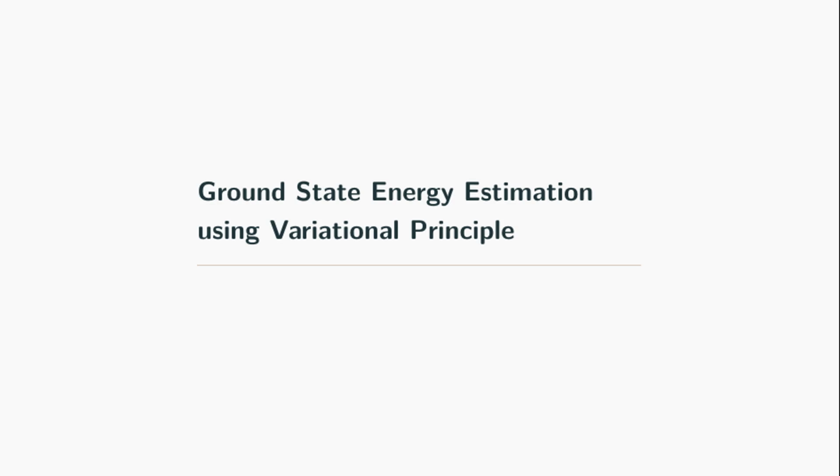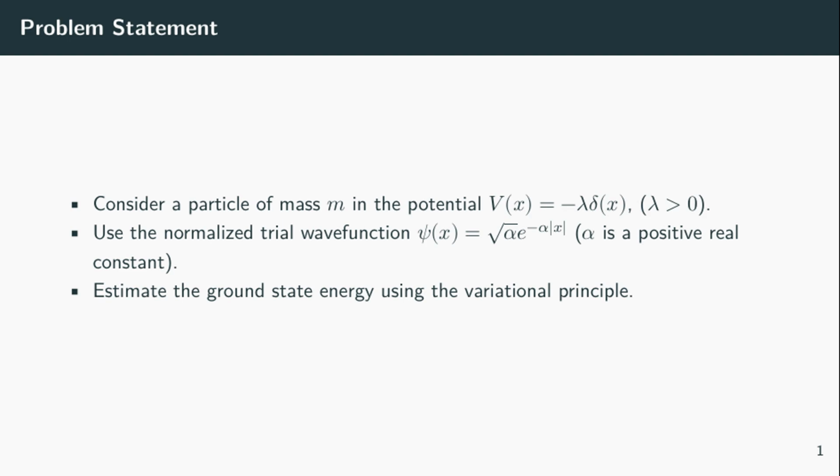Ground state energy estimation using the variational principle. Okay, so here's the problem we are tackling. Imagine a particle with mass m in a potential field described by V of x equals minus lambda times delta of x. Here lambda is a positive value.